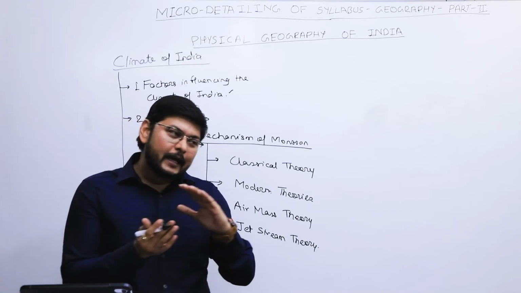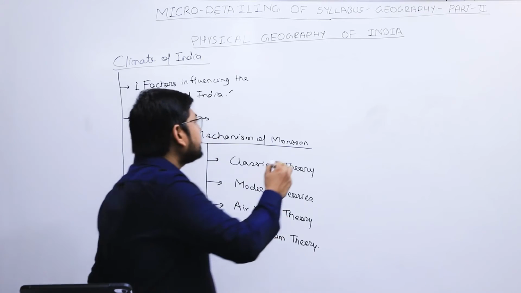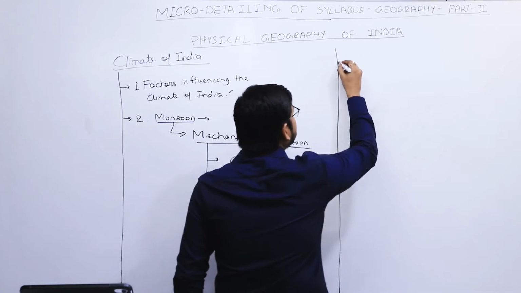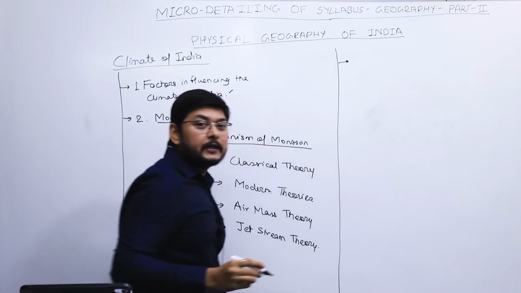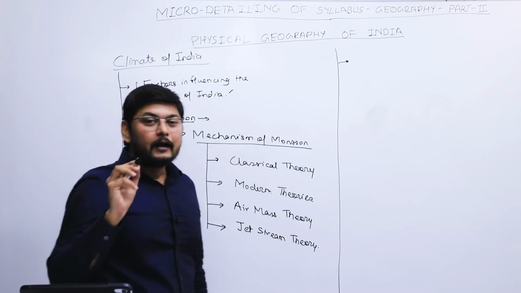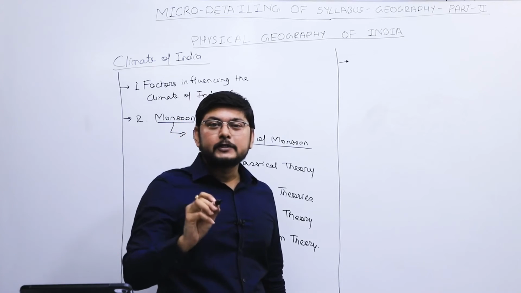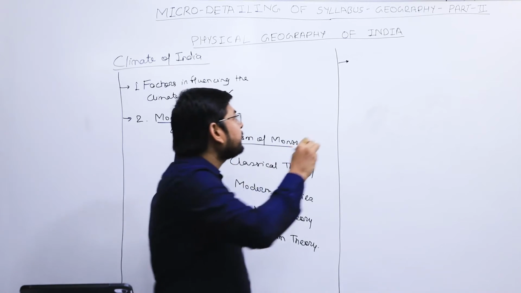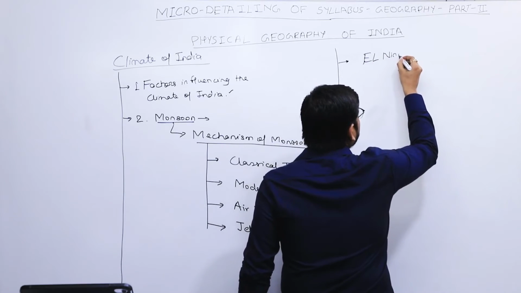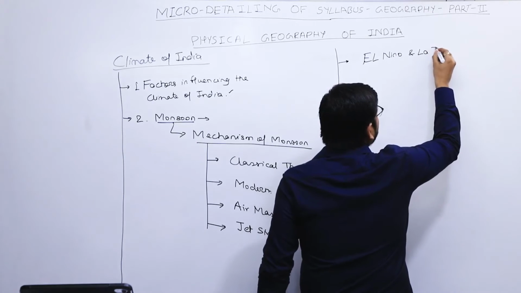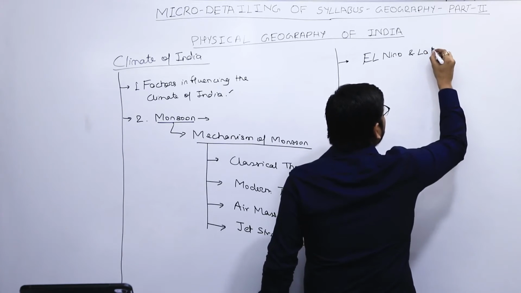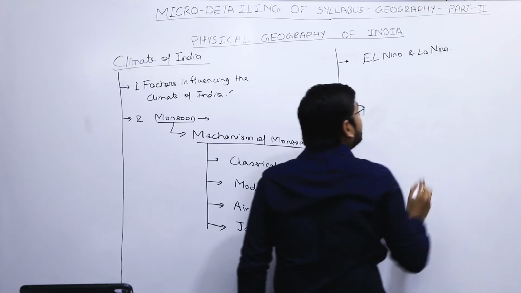Then, as we complete this part, we see that there are some factors which influence the monsoon, and one very major factor which has a huge impact on the monsoon winds is El Nino and La Nina.